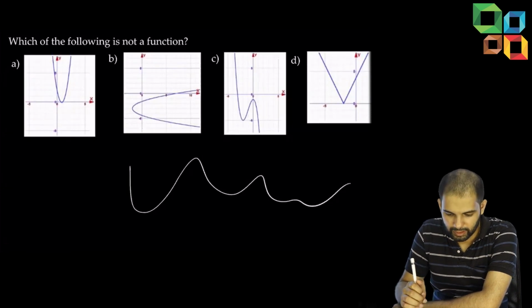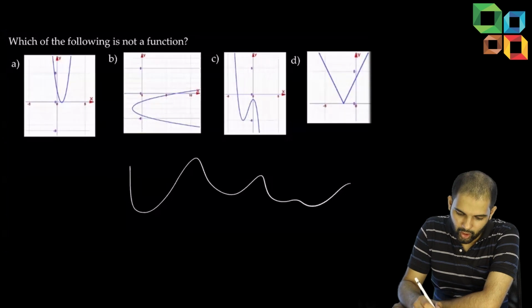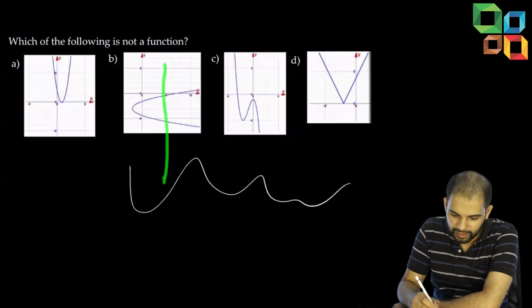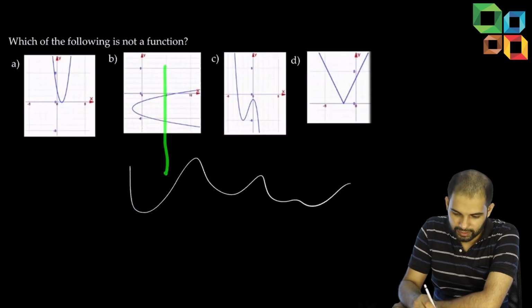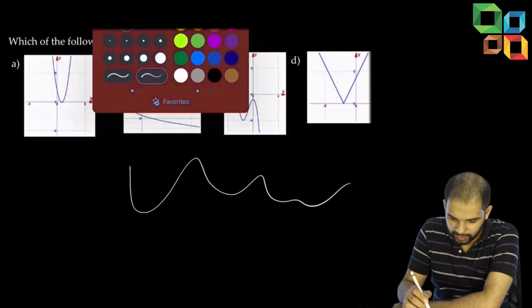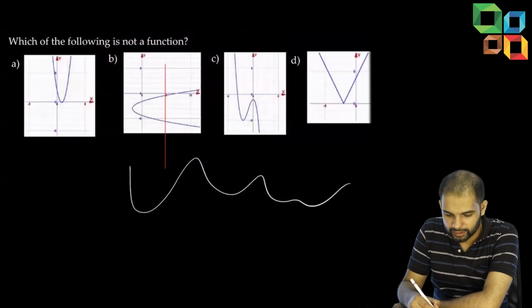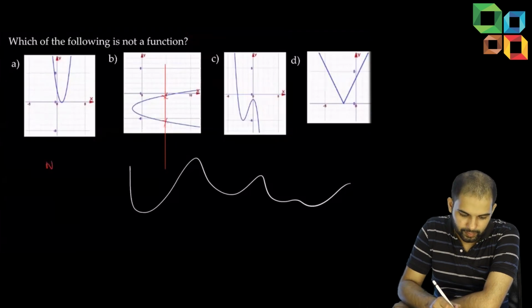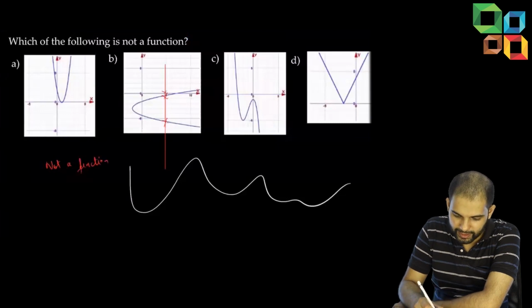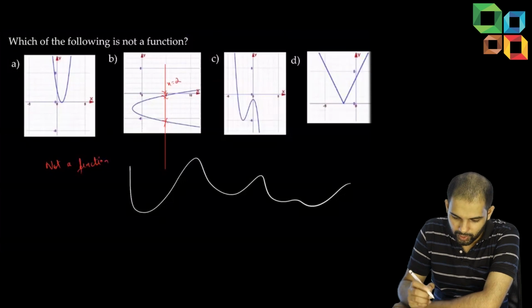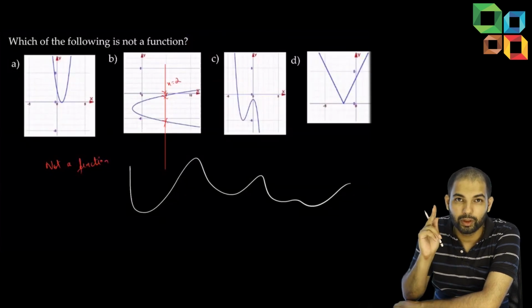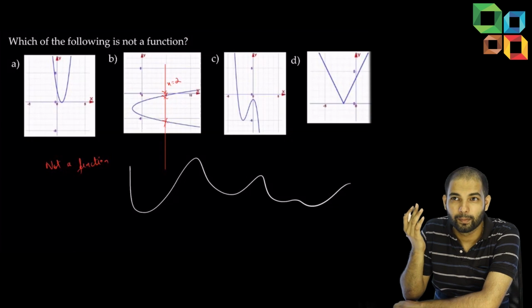Yes, that's correct. So what he's saying is, you just draw a vertical line. It should be straight, obviously. I'll just change the color, it will be easier to draw. So something like this. Now, if it cuts at 2 points, not a function. You can imagine why. For one input, this is x equal to something, say 2, we are getting two different outputs, not a function.